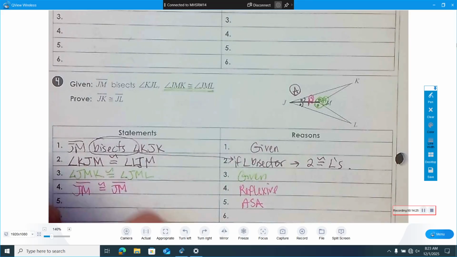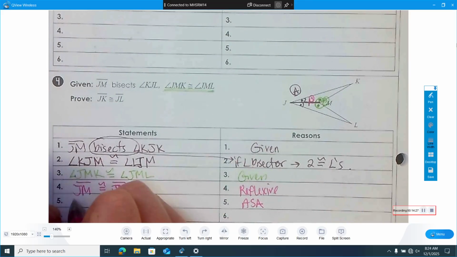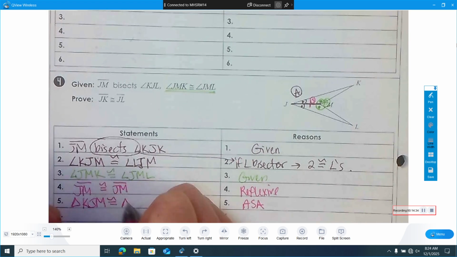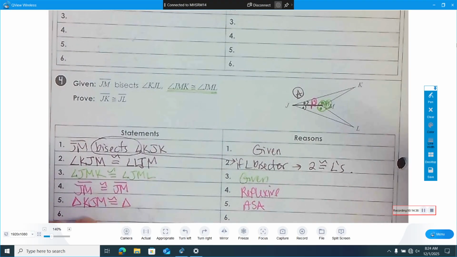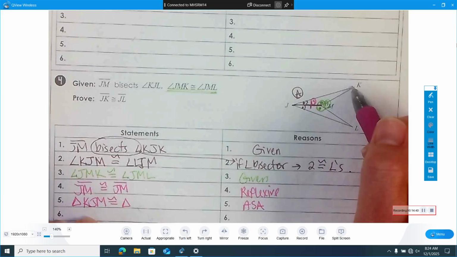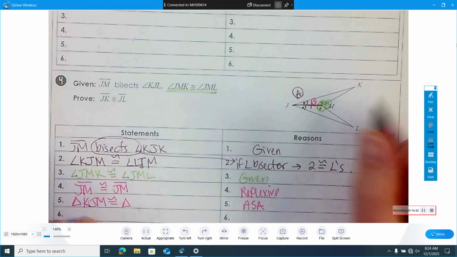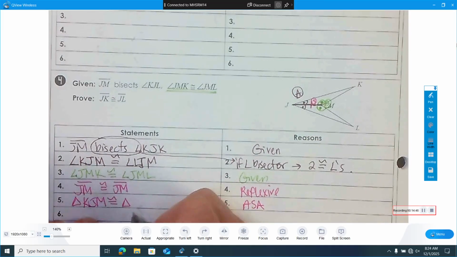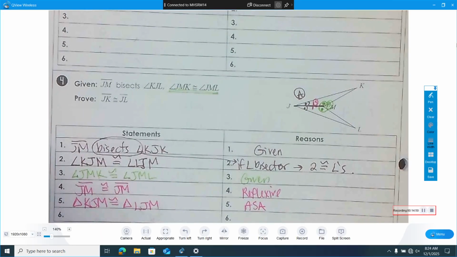Let's see. Now pay attention here. Triangle KJM is congruent to triangle what? Good. KJM went nothing, maroon, and green. So we want to do the same thing on the other triangle. Nothing, maroon, and green. So that would be LJM by angle, side, angle.